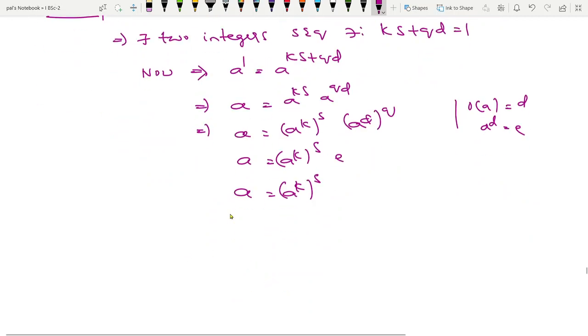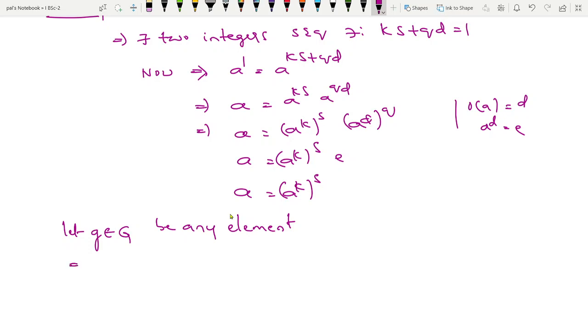Now let's take an element in group G. Let g belong to G be any element. It is any element of group G, which implies that we can write g is equal to a power n, for some integer n, and a is a generator.